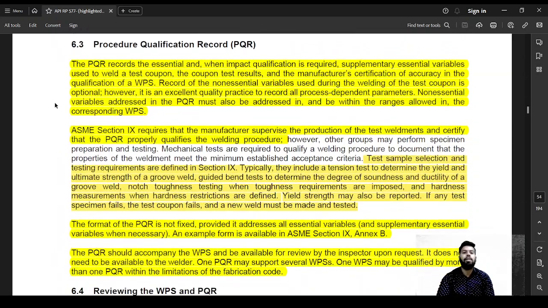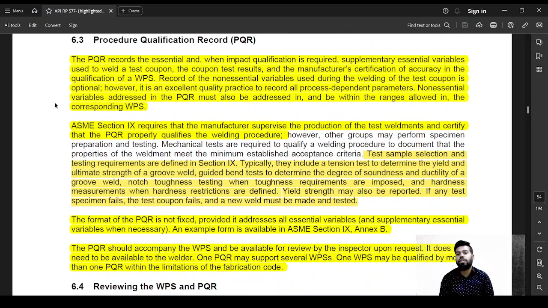Next, PQR. The PQR record is essential when impact qualification is required. It includes the supplementary essential variables used to weld a test coupon, the coupon test results, and the manufacturer's certification of accuracy in the qualification of the WPS. The record of non-essential variables used during the welding of the test coupon is optional. However, it is an excellent quality practice to record all process-dependent parameters.